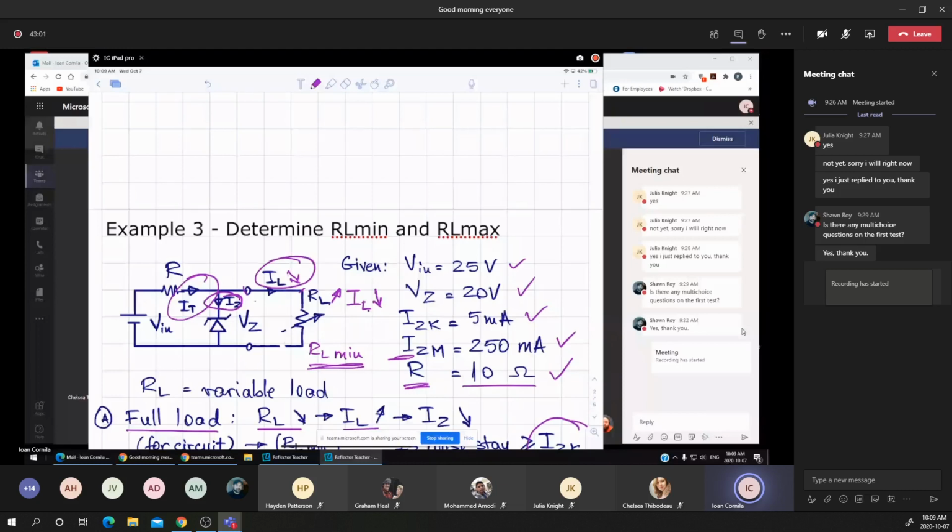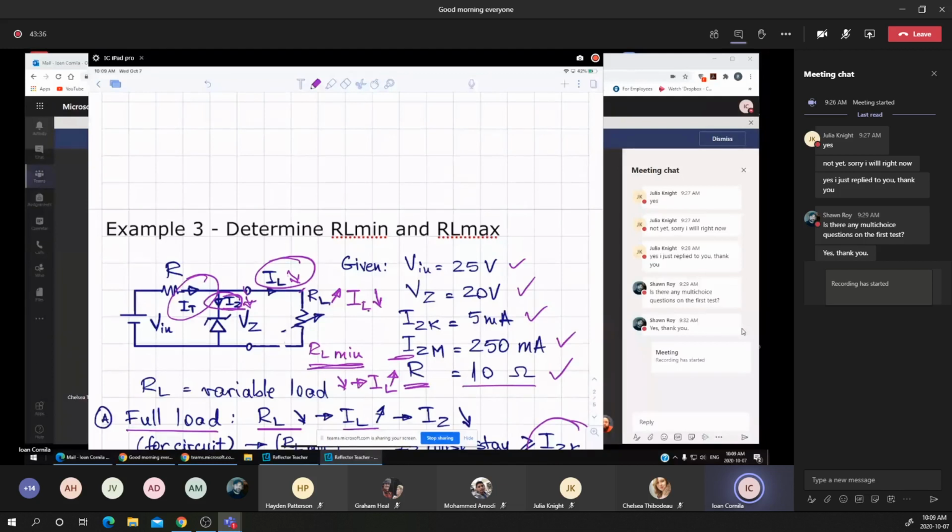In the same way, we can look at the RL minimum. If the RL is decreasing, the resistance is decreasing, which will cause an increase in the IL current. You notice that as the IL is increasing, the total current stays the same, which means that the IZ is decreasing. But the limitation, again, is the IZK to maintain a constant voltage across the diode.